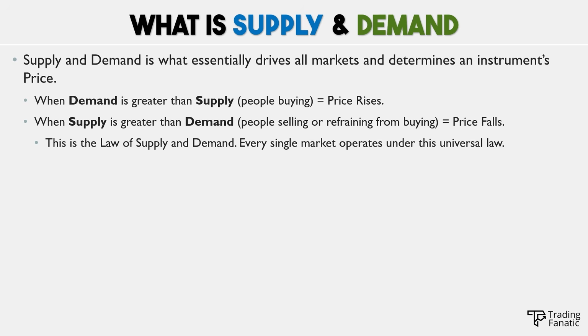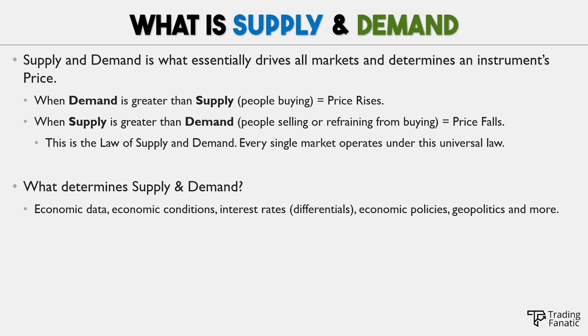Now, what actually determines supply and demand? Now, we are traders, we're not looking for discounts in the supermarket. So for us, what determines that? Well, pretty much it's traders. But what do traders look at? Economic data, economic conditions, interest rate differentials, all right? So if one currency has a bigger interest rate and then the other one has a lot lower interest rate, then of course the demand for the currency that has a higher interest rate will be bigger, okay? Economic policies, again, the monetary policies, geopolitics, what is happening in the world, and a lot more.